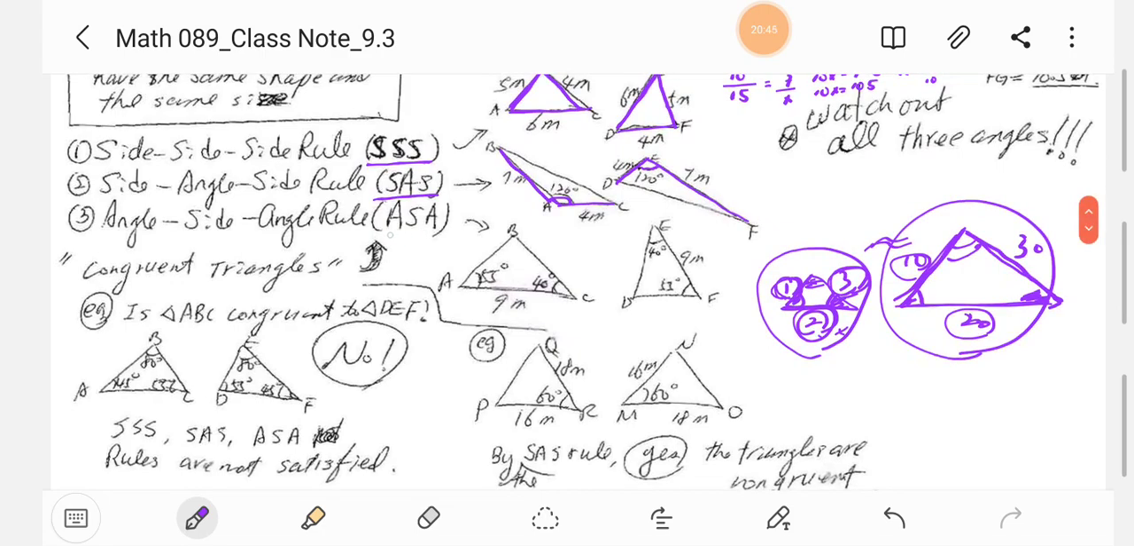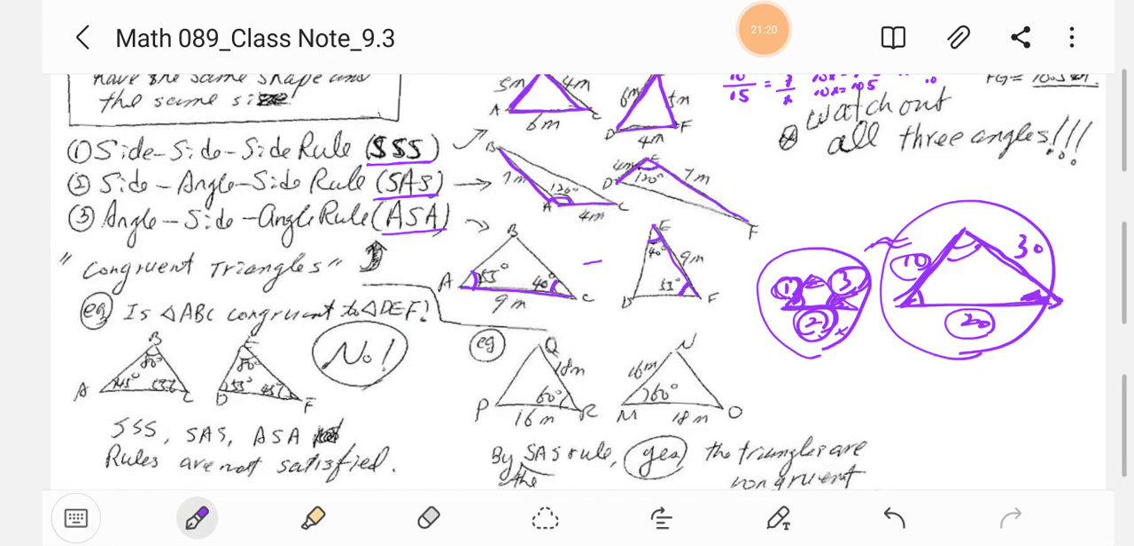Okay, how about the next one? ASA, angle, side, angle. So let's start from angle. So angle 55, side 9, and angle 40. So do we have the same information on the other triangle? Let's check. 55, 9, 40. So here it is. It's a 55. Yeah, 55. This is 55 angle, and this is side length 9 and angle 40. So these two are congruent.